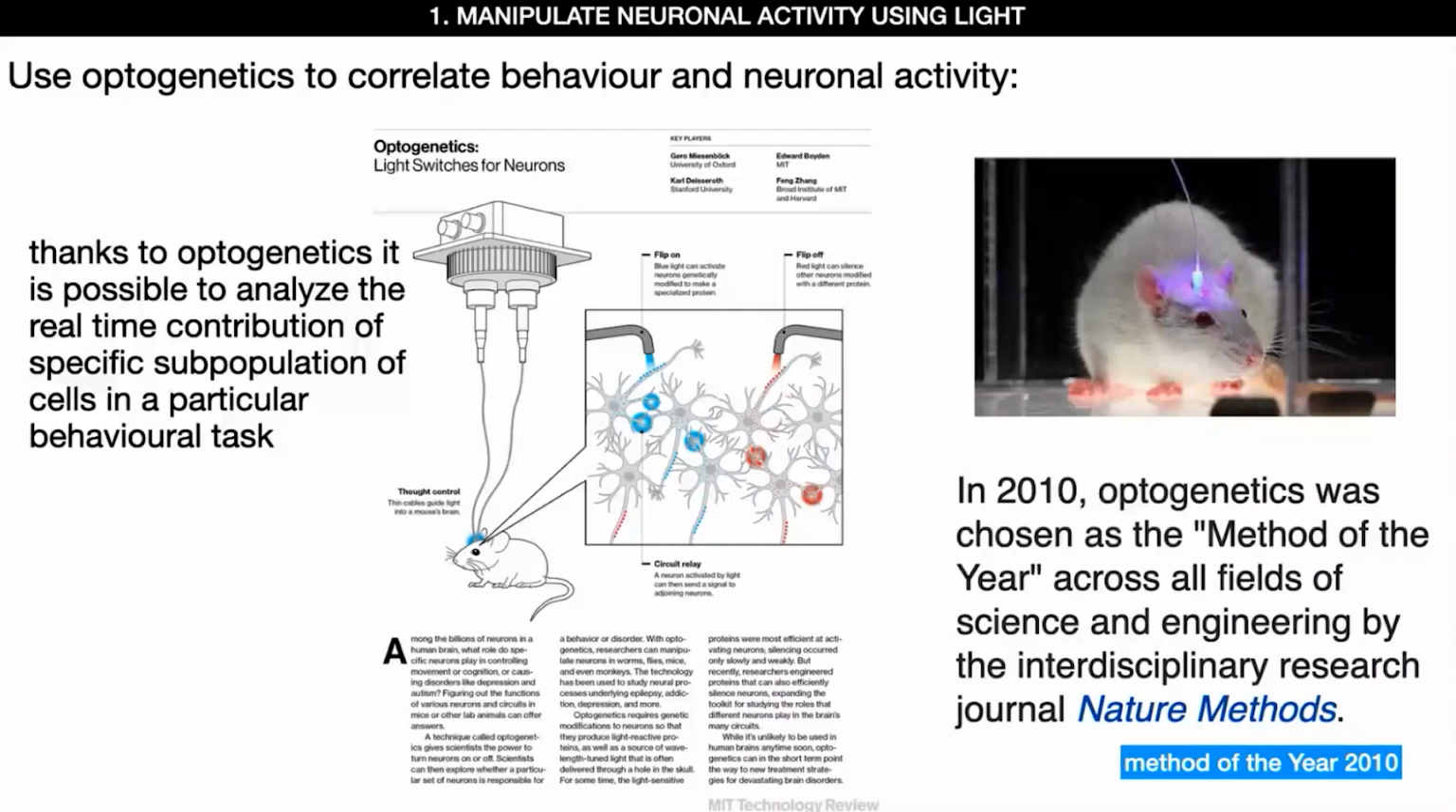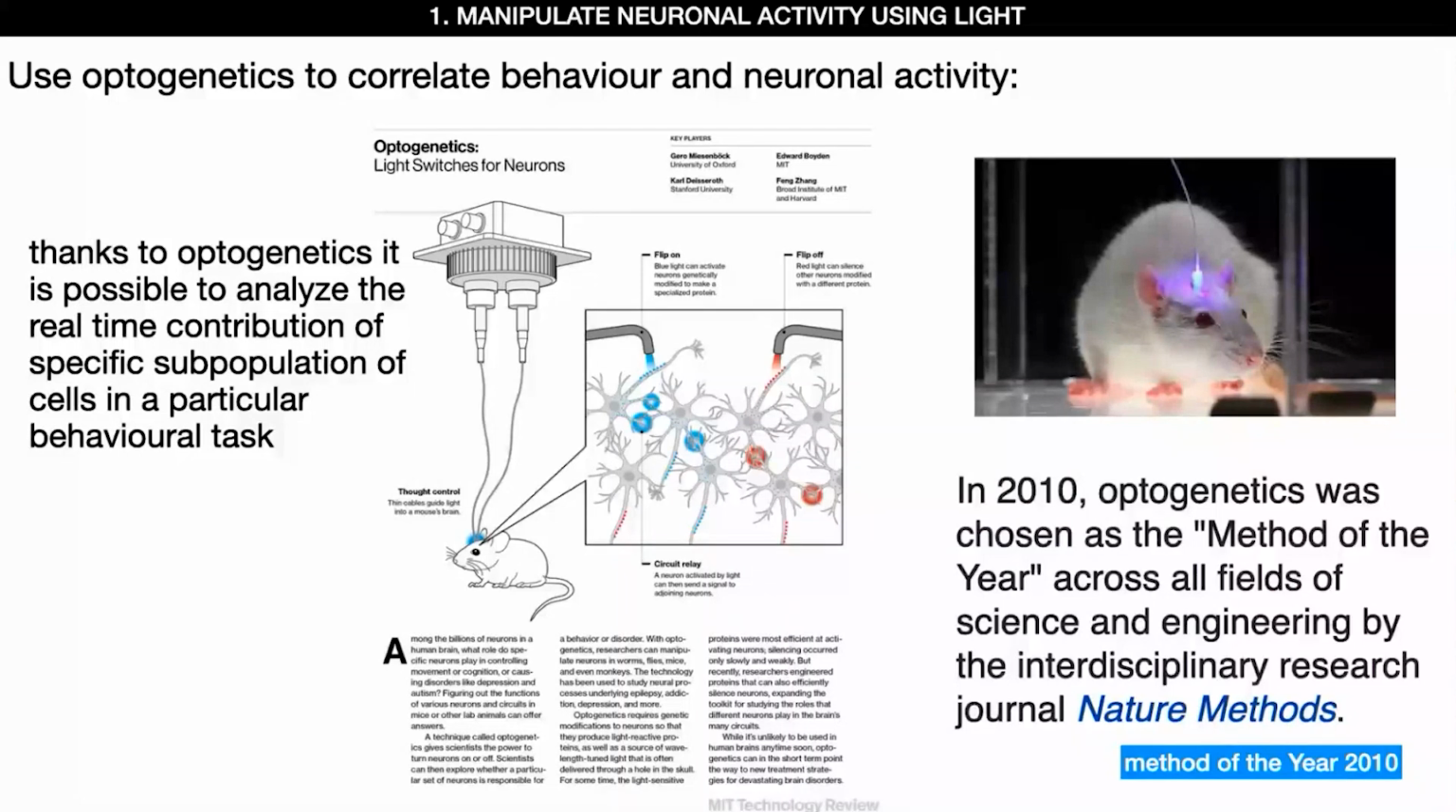So why is this such an important technique? Because thanks to optogenetics, it is now possible to analyze the real-time contribution of specific subpopulations of neurons in particular behavioral tasks. We can modulate neuronal activity just by using light. This is the revolutionary aspect of optogenetics: we can turn light on and off. While we turn on light, we can manipulate neurons, and when we turn off the light, we have no effect on the neuronal activation or inactivation.